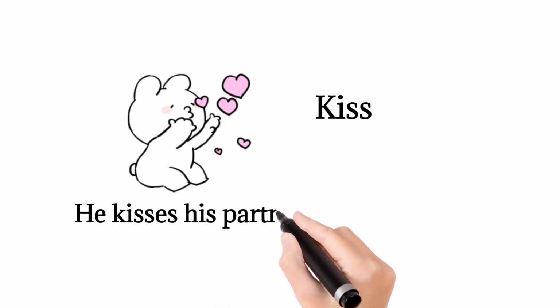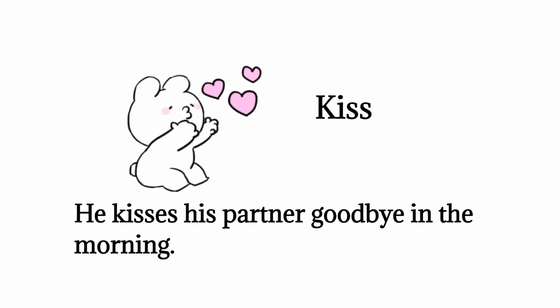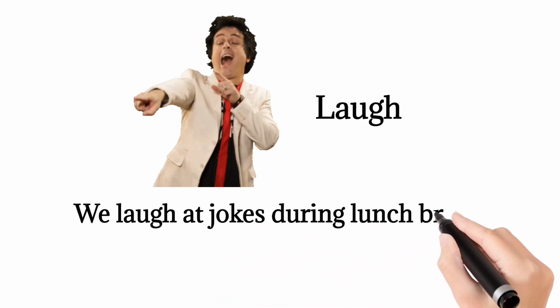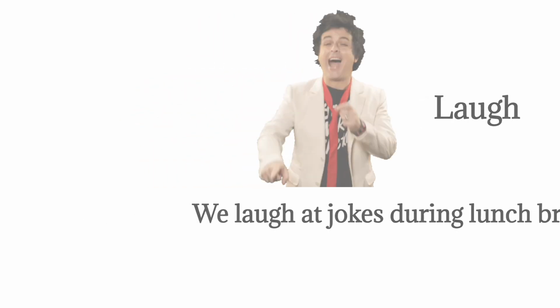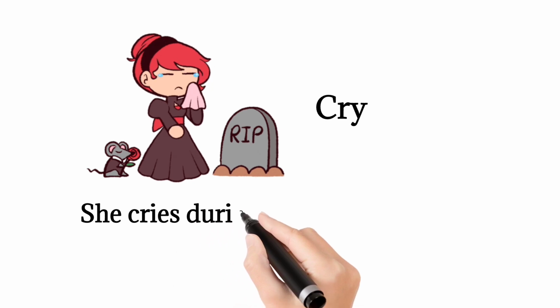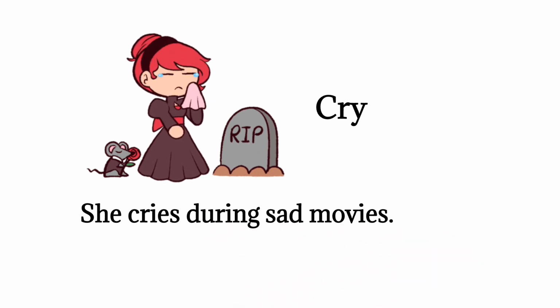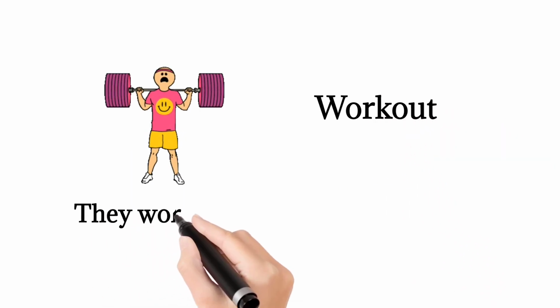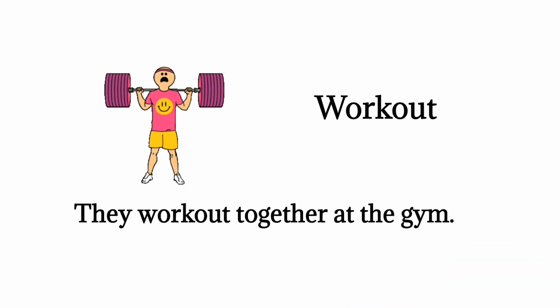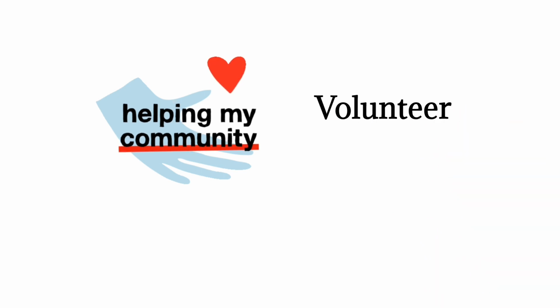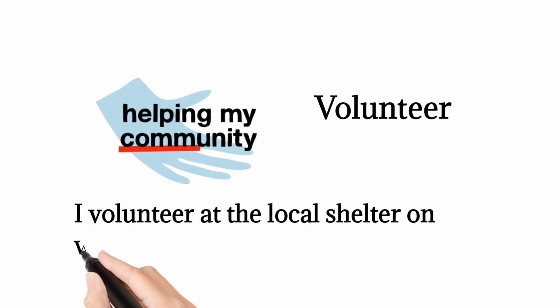Kiss. He kisses his partner goodbye in the morning. Laugh. We laugh at jokes during lunch break. Cry. She cries during sad movies. Workout. They work out together at the gym. Volunteer. I volunteer at the local shelter on weekends.